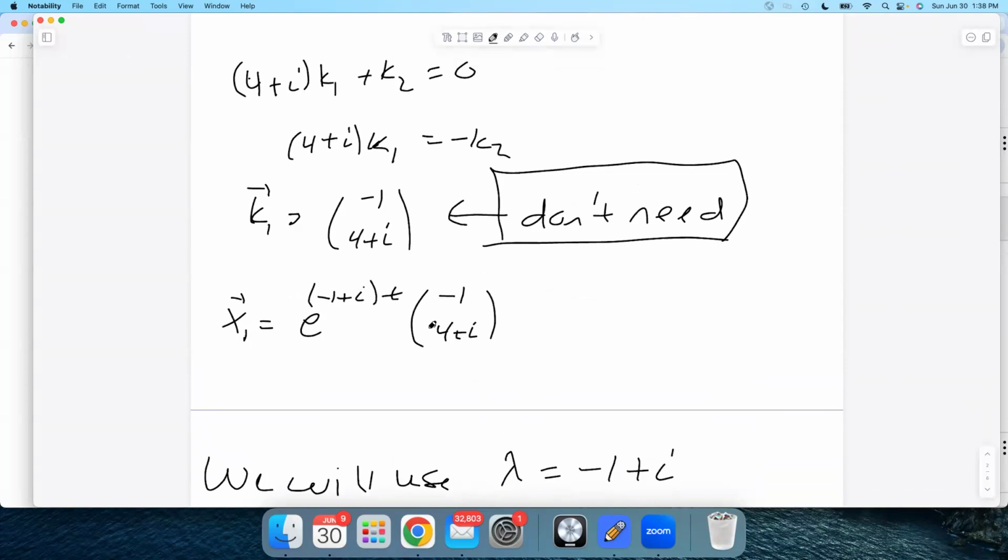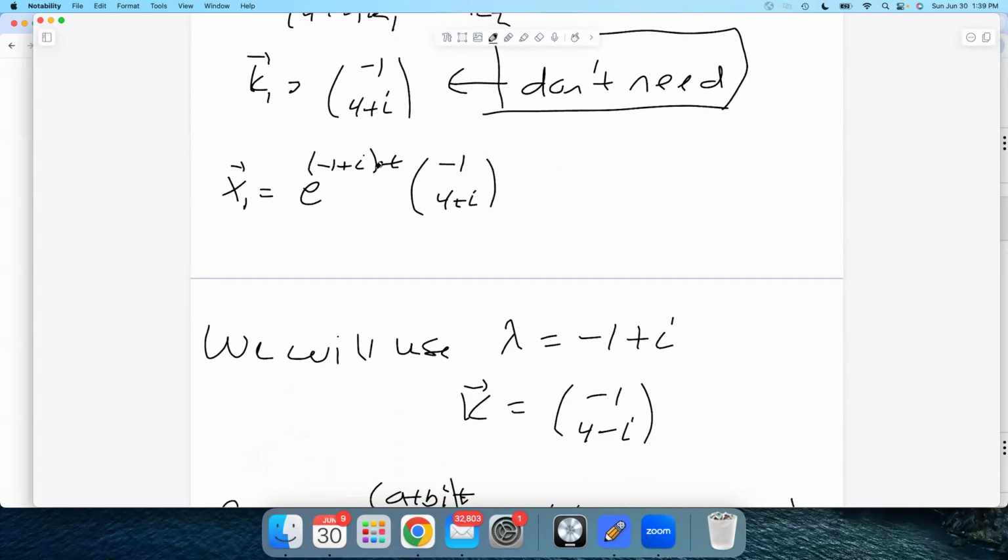Now, what does it mean to be an eigenvector? That means e to the eigenvalue times t times that eigenvector will be a solution. That's what it means to be an eigenvalue and an eigenvector. That was our whole assumption. That's why all this works. E raised to that eigenvalue times t times the eigenvector is a solution. So we're just going to use this one.